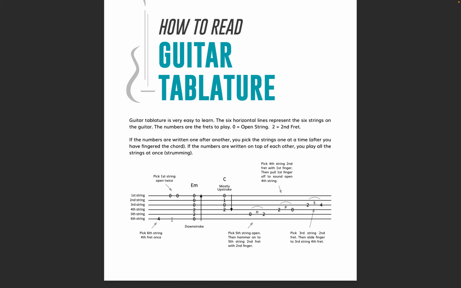This is the sixth string across the bottom here, and the fifth string, and the fourth string, third, second, first. And when you see a number, you would pick the string that the number is on. Here it says 0. So that means if you just pick the first string open, you've played that actual note.